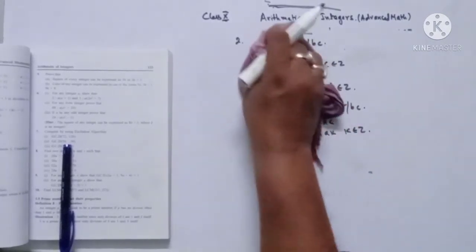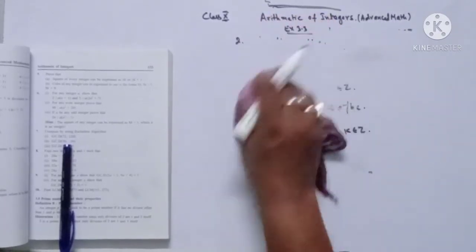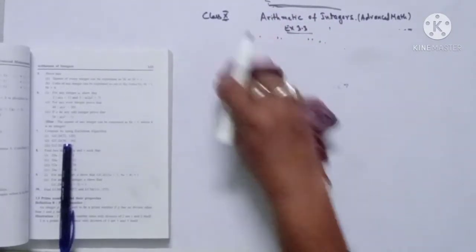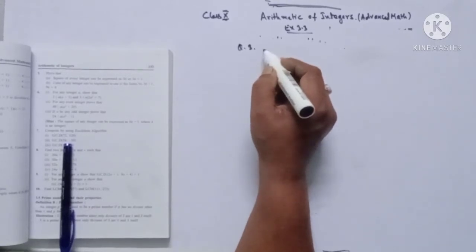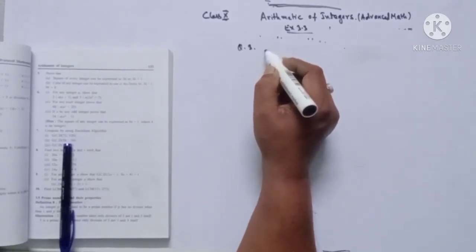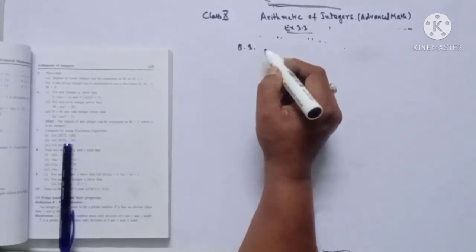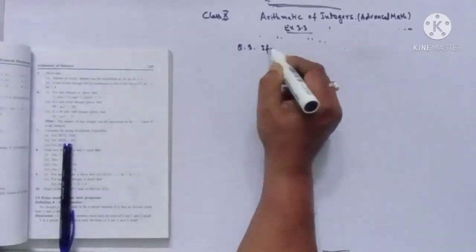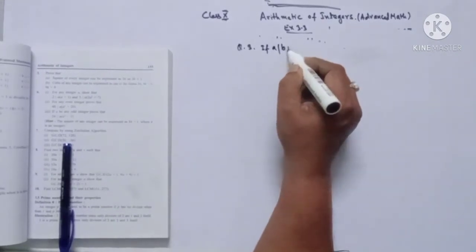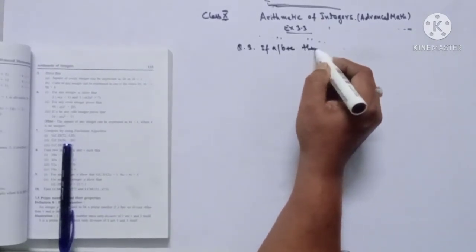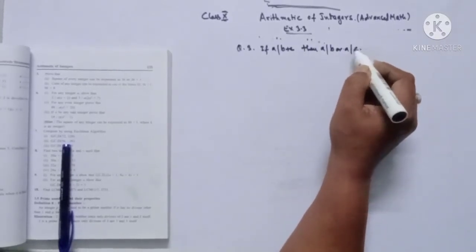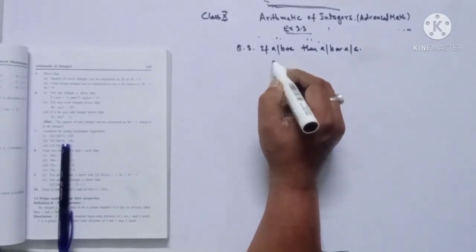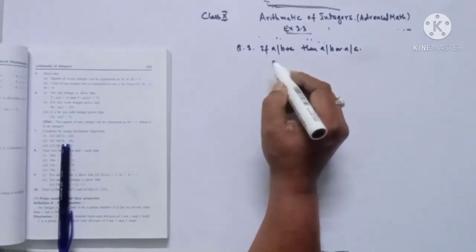So this is question number 2. Now I am going to question number 3. Here it is: true or false. If A divides B plus C, then A divides B or A divides C. For this, we can take an example.